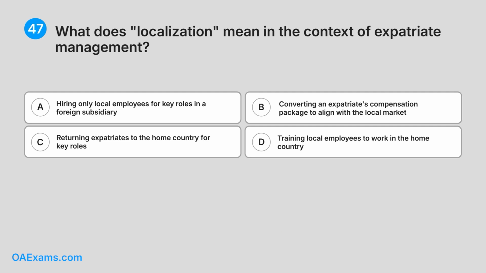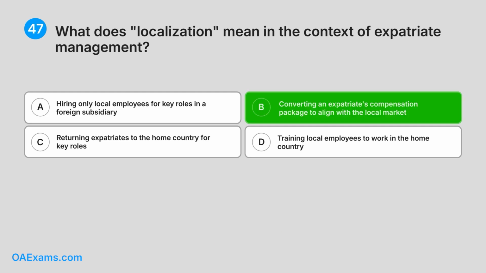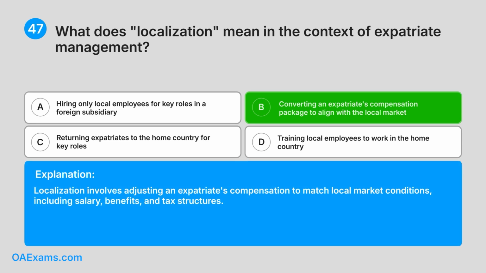Correct answer, B. Converting an expatriate's compensation package to align with the local market. Explanation. Localization involves adjusting an expatriate's compensation to match local market conditions, including salary, benefits, and tax structures.